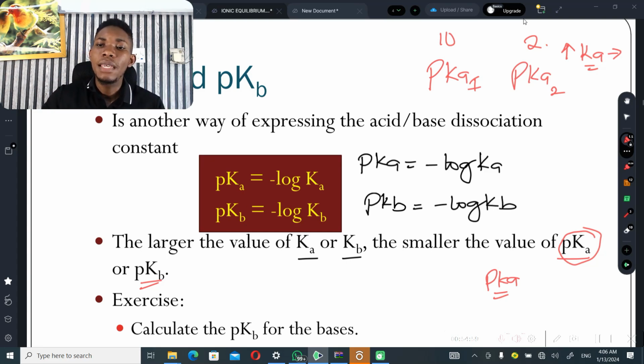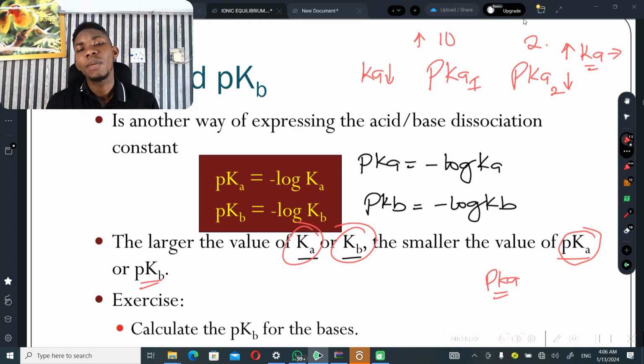Now, if the Ka is high, it means the pKa will be low. Now, if the Ka is low, it means the pKa will be what? High. Because we said here that the larger the Ka and Kb value, the smaller the what? pKa and pKb value. Same thing is applicable to Kb and what? pKb. So you can actually see here.